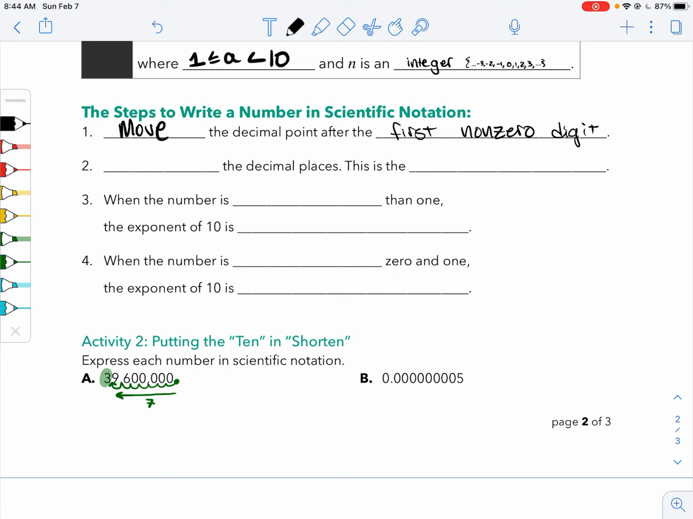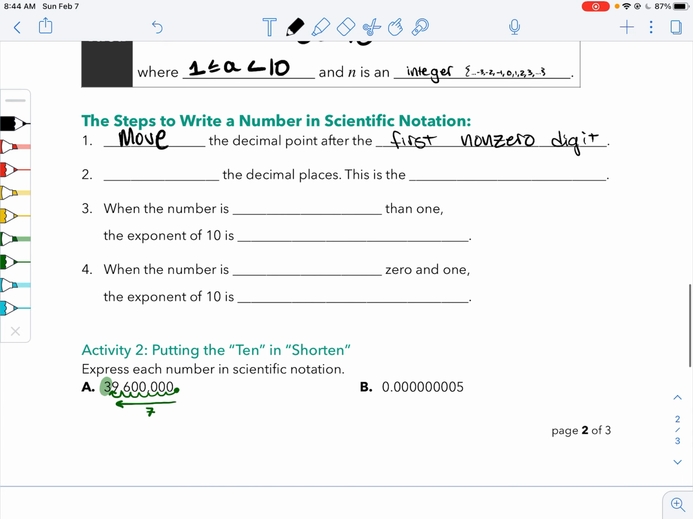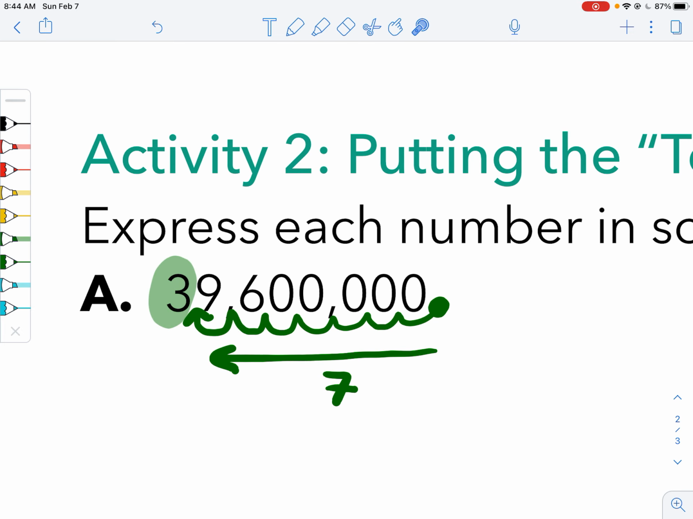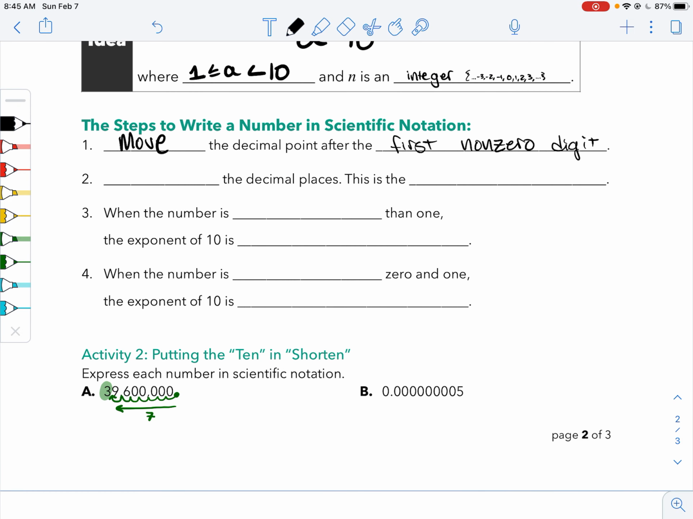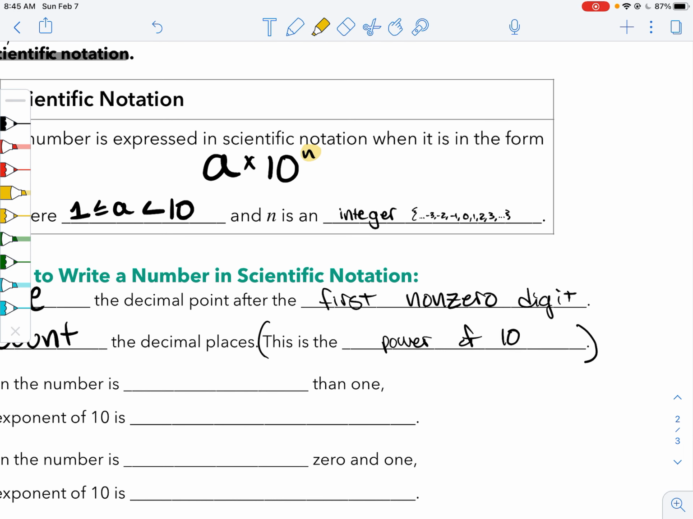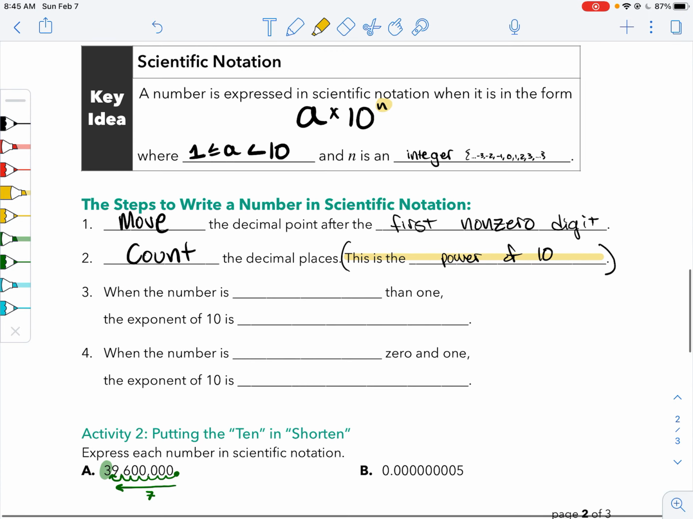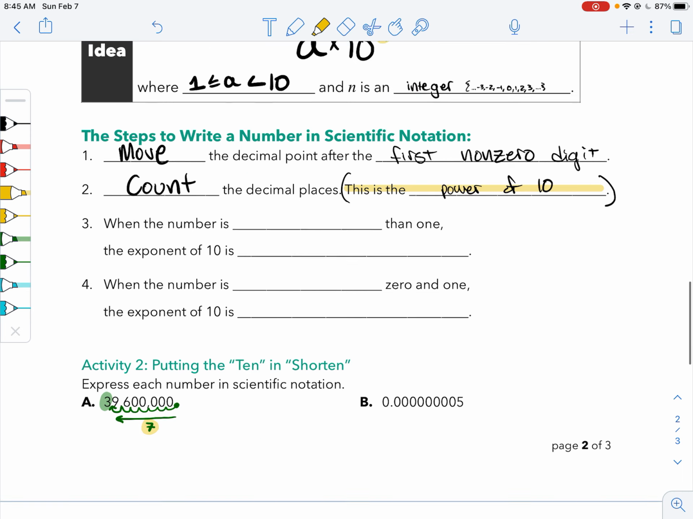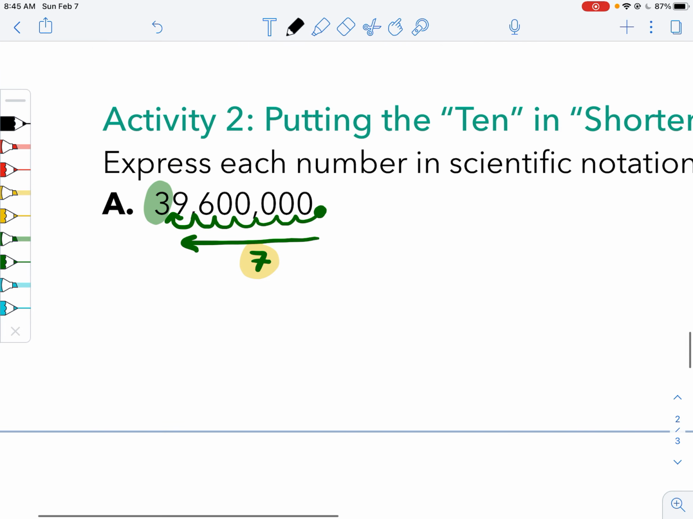Okay. And then I want to count how many places I moved. We kind of already did this already. We moved it 7 places. So we count the number of decimal places moved. This is going to be the power of 10. So we're going to take 10 to some power. That's what we're going to put. So here, 7, we're going to have 10 to the 7th power. So we know we have something times 10 to the 7th power because we moved it 7 places.